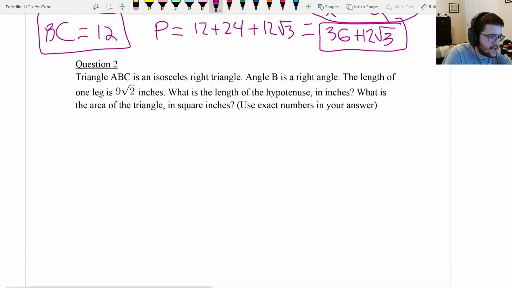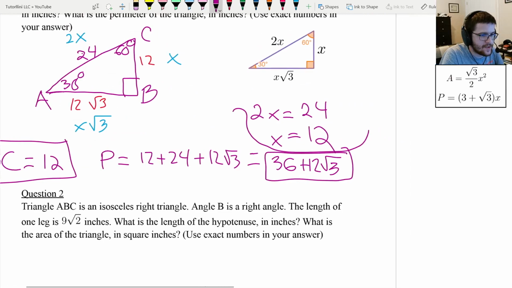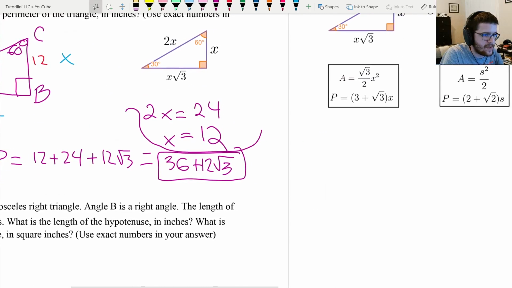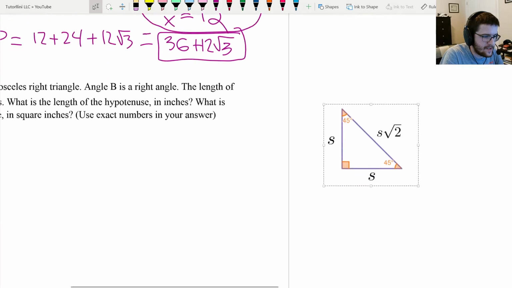Okay, we got an isosceles right triangle. Okay, so let's kind of again copy that from our reference sheet. So I'm gonna do that.